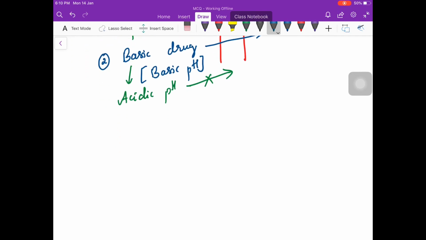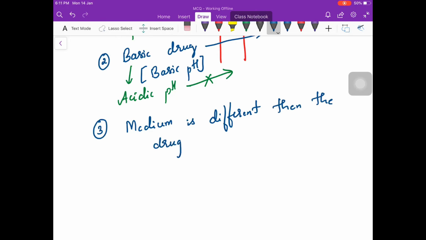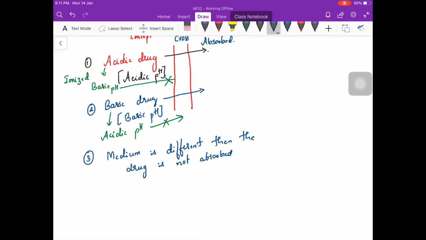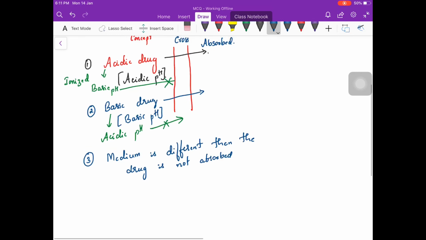Now the third concept you need to remember is, if the medium is different, then the drug is not absorbed. So three important concepts. If the drug is in the same pH, then it crosses and it is absorbed. If the drug is in a different media, the drug is not absorbed. Three concepts you understood. Now how to apply this concept for aspirin?